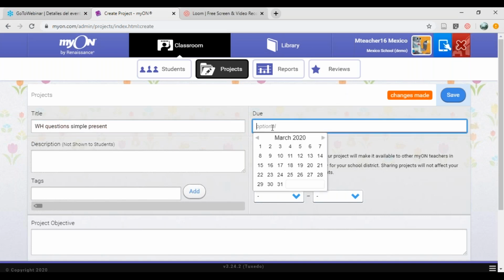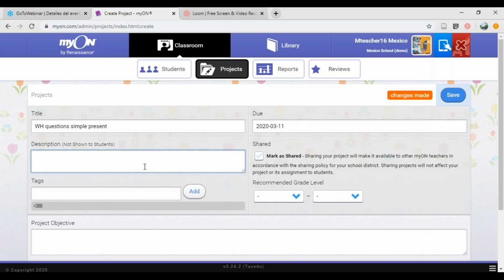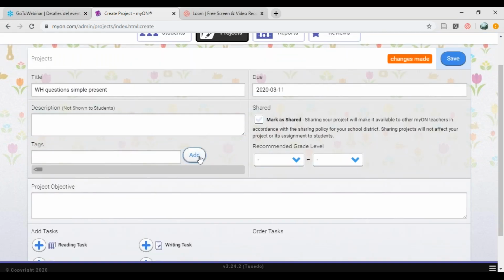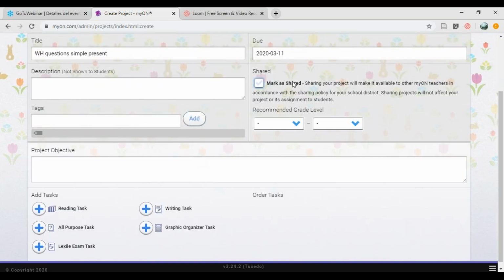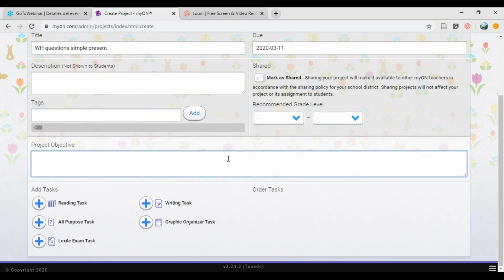Okay, this is an optional due date. If you want to give them a due date, that's okay. If you want to leave it open, that's okay as well. I suppose that in this case, when we're working from home, it's better if we set a due date. In this case, remember that if you want to share your projects, you can mark them as shared. So teachers all over the world can see your projects.